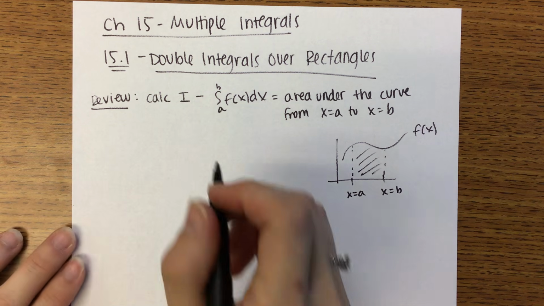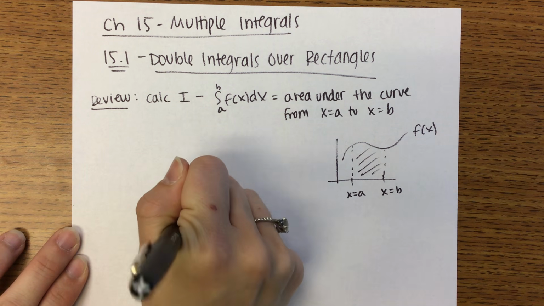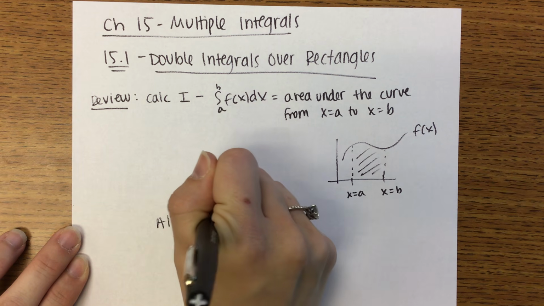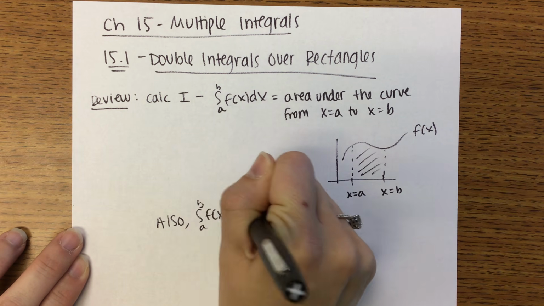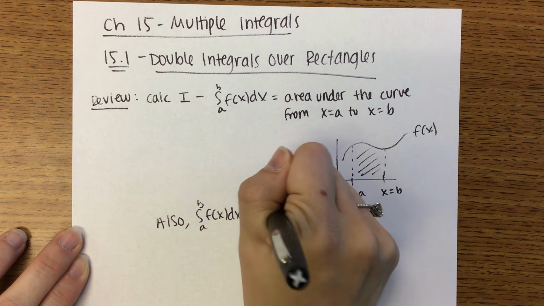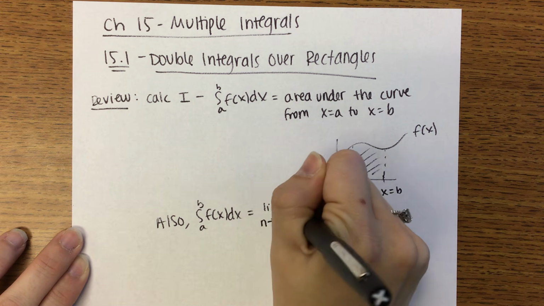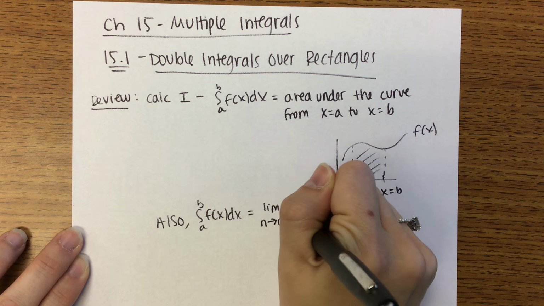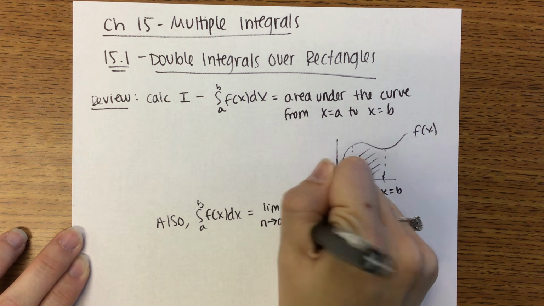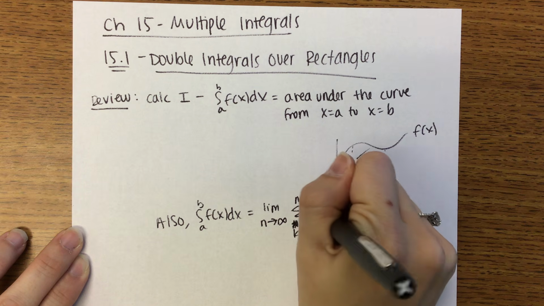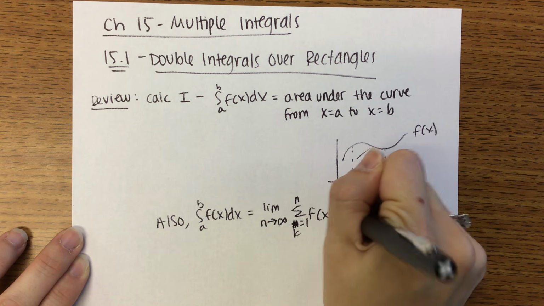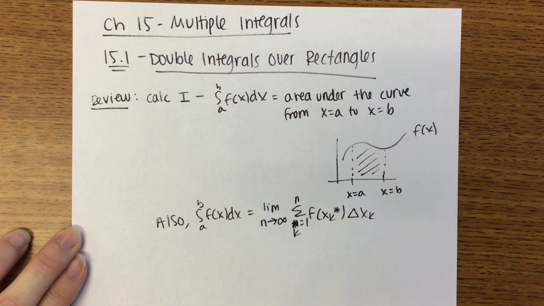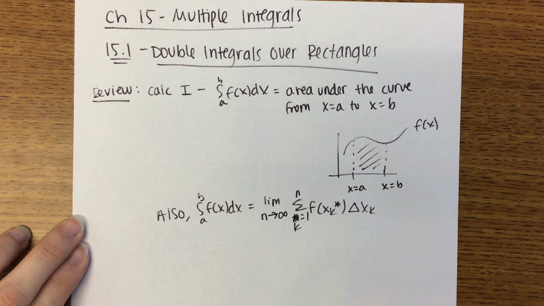So another thing to remind you is that the integral from a to b of f of x dx is the limit as n goes to infinity of the sum from k equals 1 to n of f of x_k star delta x_k. This is the area of a rectangle. That's the base of the rectangle. This is the height. Do you remember what that star means? We didn't have a star.